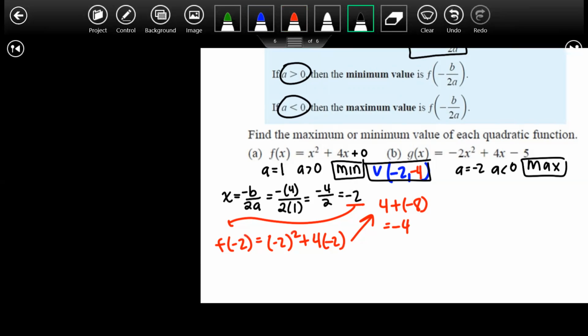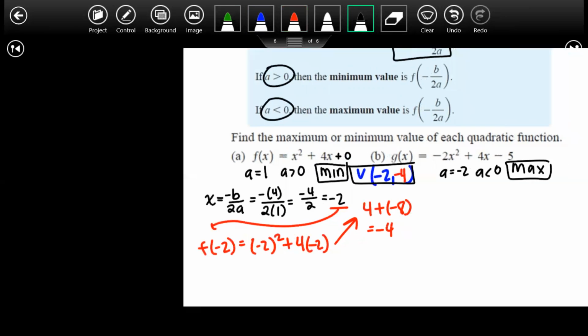So what would the answer be for A? It would be a minimum value at point -2, -4. Okay. That's it. It'll pretty much tell me where your minimum value is. It says find the minimum or maximum value of the quadratic. We have a minimum value at -2, -4. Right? That's it. So we have a maximum value.